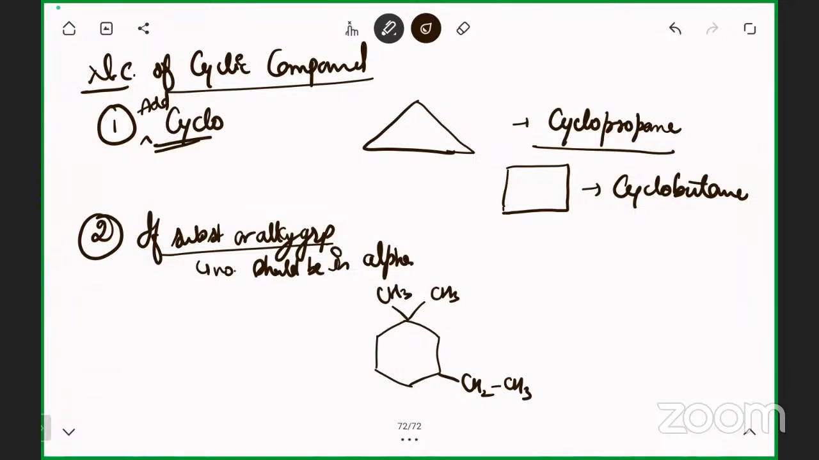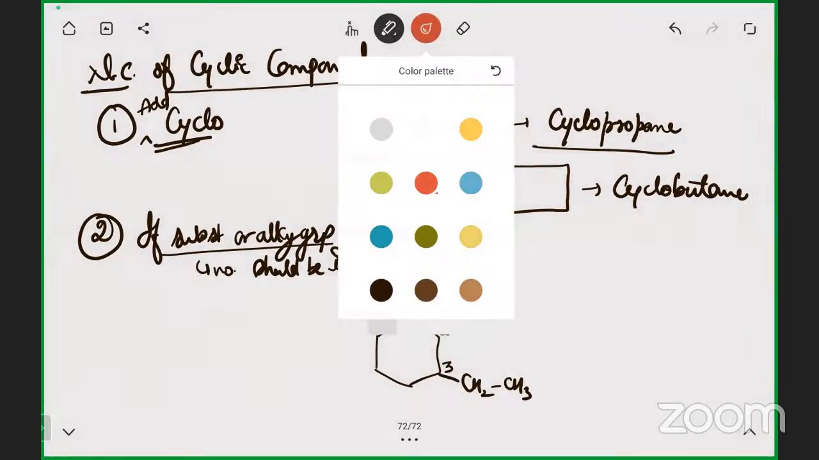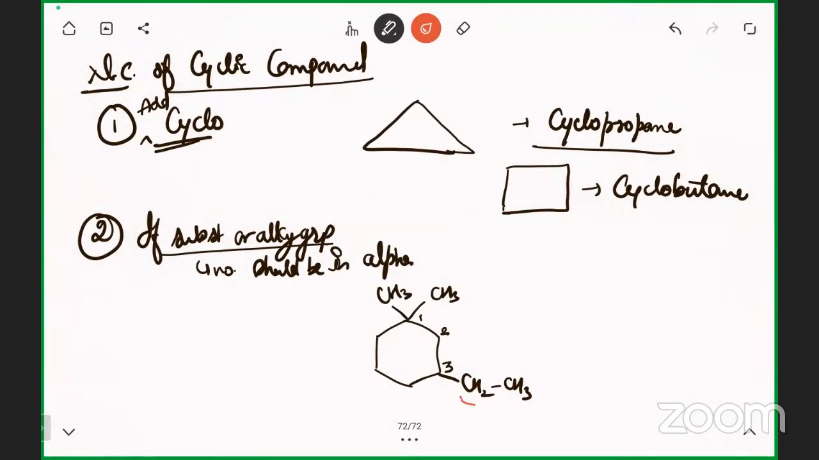let's start with the CH3. 1, 2, 3. Write the name. On this third position, we have ethyl. On the first position, we have the methyl group. Okay, so how will you do the numbering?